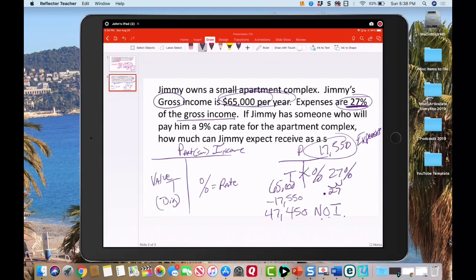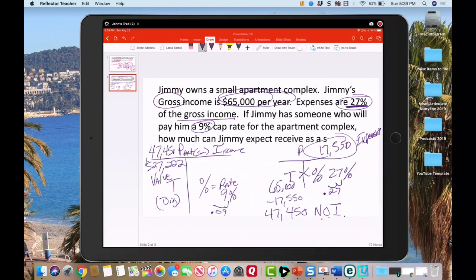Now we can work the T problem because they want to know what the apartment will be worth. And we're going to cap it at 9%. So here's 9%. We're going to move that over 2 places, which will be 0.09. And we're going to put our income up on top, 47,450. So when I divide that by 0.09, I get $527,222 right at 5 minutes.